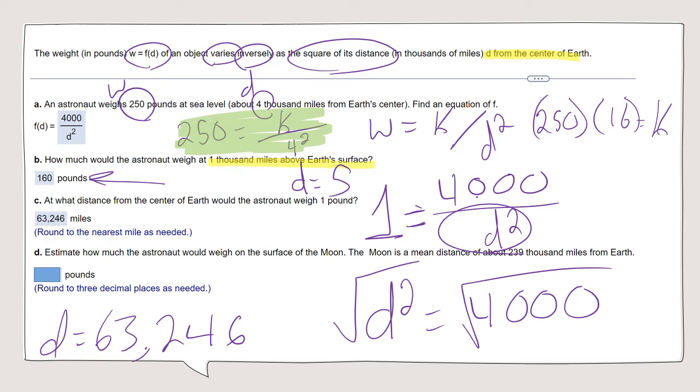Estimate the amount an astronaut would weigh on the surface of the moon. Now, the surface of the moon, it tells us, is about 239,000. It doesn't really matter if we add the 4,000 like we did in the second part because 239 is such a big number. If we plug in 239, we end up getting a very, very small number. In fact, we get 0.07 pounds, which is very light.